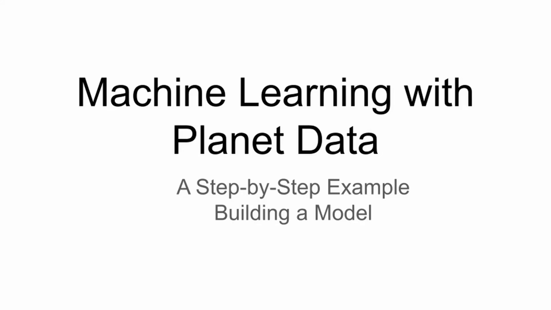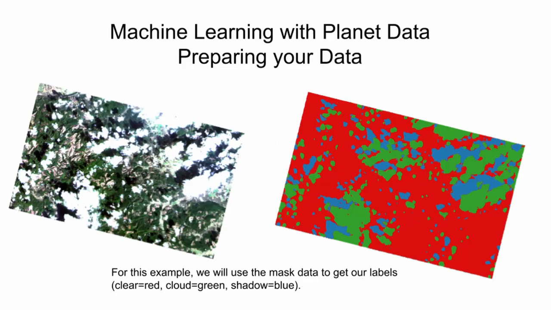In this video we are going to show you how to take your planet data that we prepared in a previous video and build a machine learning model. Now here in this example that we used previously, we had an image with the different colors and the classification or the labels, and we use those two pieces of information to extract our data and prepare the data for building a model.